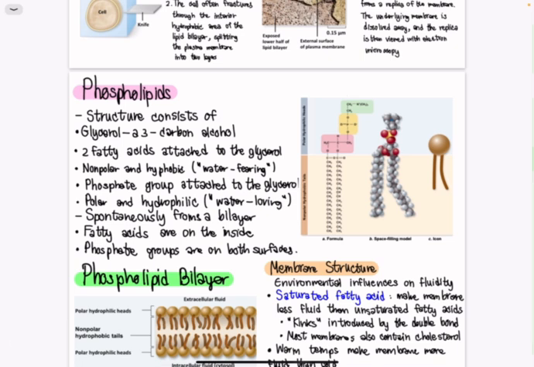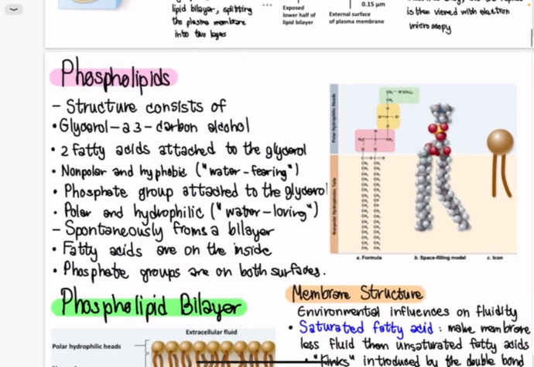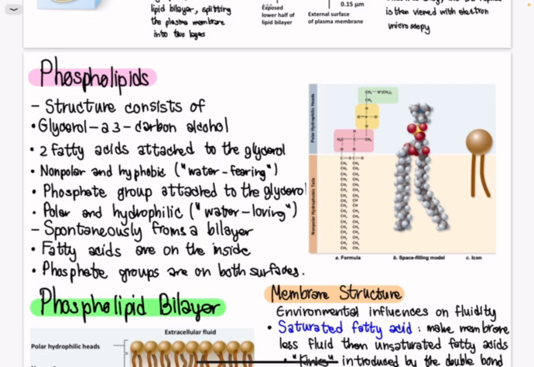Phospholipid structure consists of glycerol, a 3-carbon alcohol. Two fatty acids are attached to the glycerol. They are nonpolar and hydrophobic. A phosphate group is attached to the glycerol, polar and hydrophilic. Phospholipids spontaneously form a bilayer. Fatty acids are on the inside. Phosphate groups are on both surfaces.